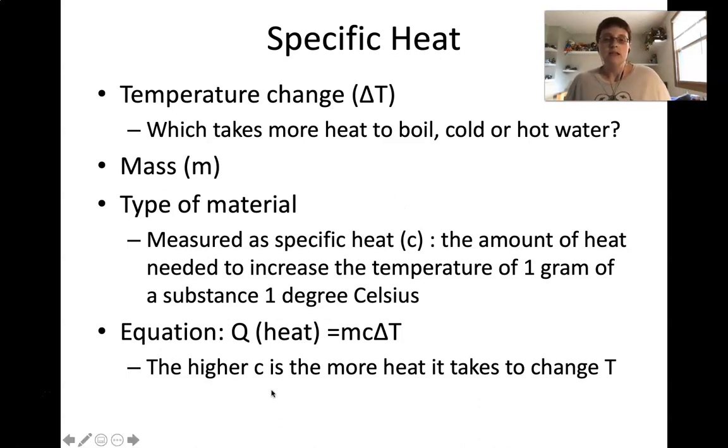The C, the specific heat, is going to actually alter the amount of heat it takes to change the temperature. So the higher the C value, the higher the specific heat, the more heat it takes to change the temperature. So if you've got a really high specific heat for a material, that means it's going to take a lot of heat, a lot of energy in order to increase its temperature and likely to change its phase if you want to go from like a solid to a liquid.